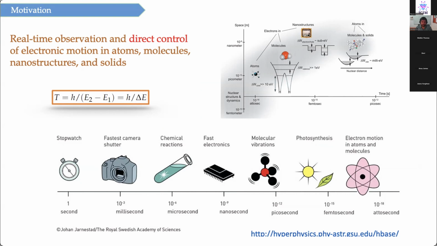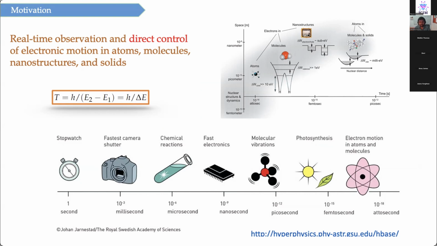Now, if you go to fast electronics, like the chips in your electronic devices, the electrons are moving there. To look at those fast electrons moving in chips, you need at least a nanosecond resolution. If you want to look at molecular rotation and vibration, that falls between picoseconds and femtosecond timescales. Photosynthesis, everyone knows photosynthesis, happens around 10 to the power minus 12 to 10 to the power minus 15.